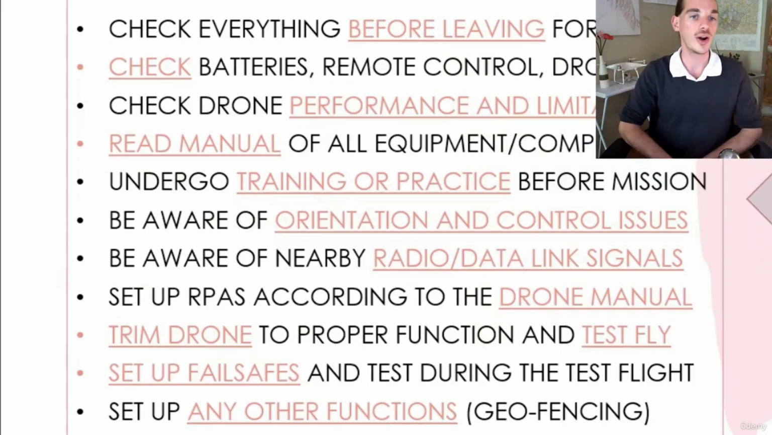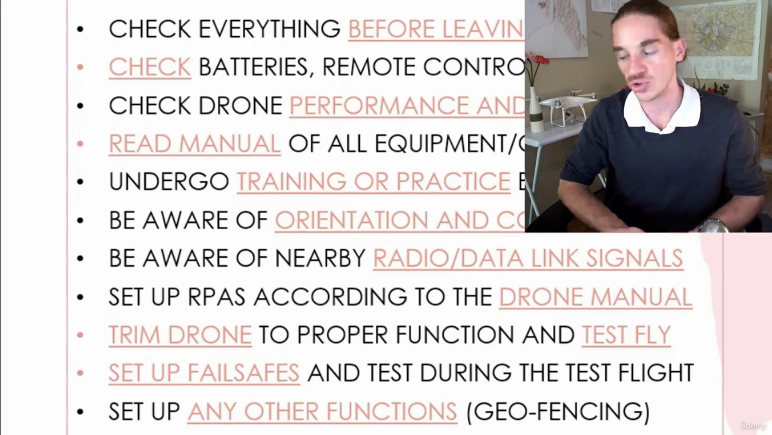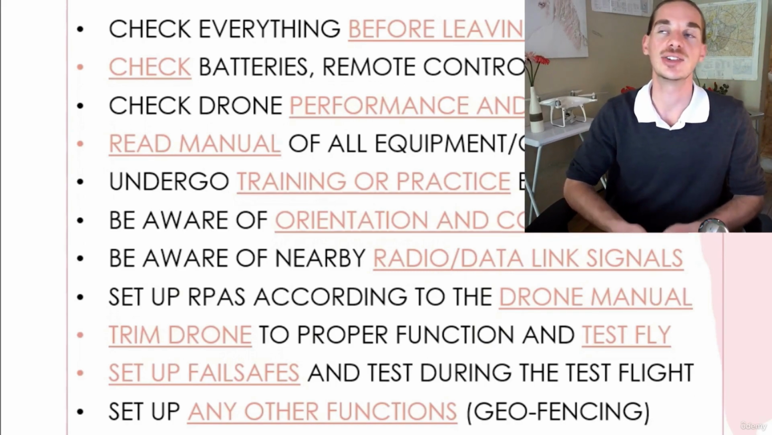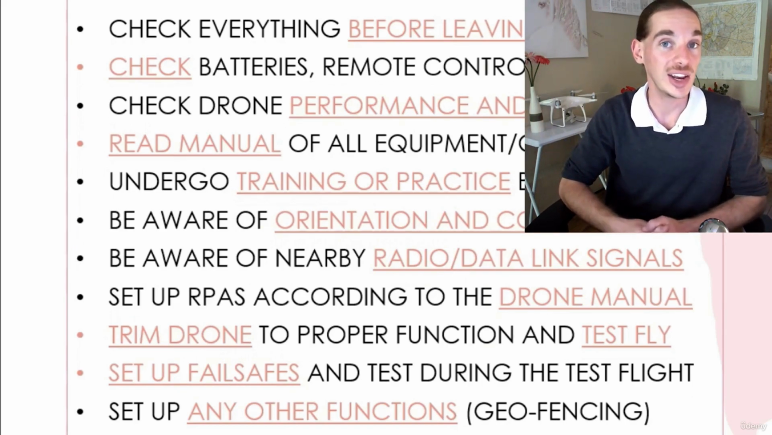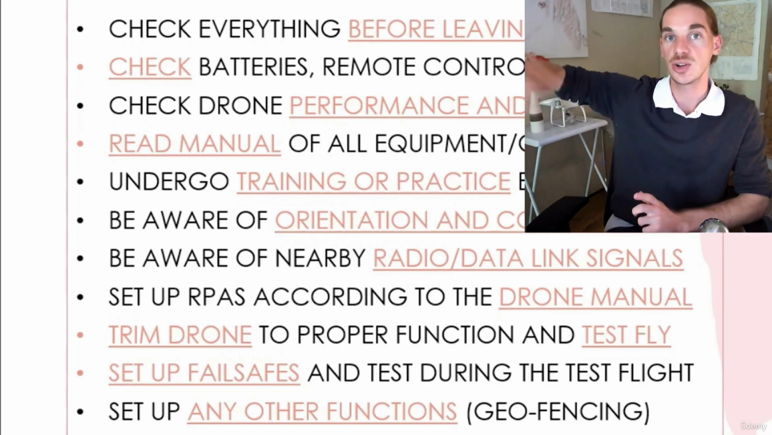Okay, you need to be aware of nearby radio or data link signals. If you are surrounded by satellite signals, your drone is going to struggle to have satellite signals. So the GPS signal might be a little weaker. If you're surrounded by radio signals and Wi-Fi signals, then your remote control signal is going to be weaker.